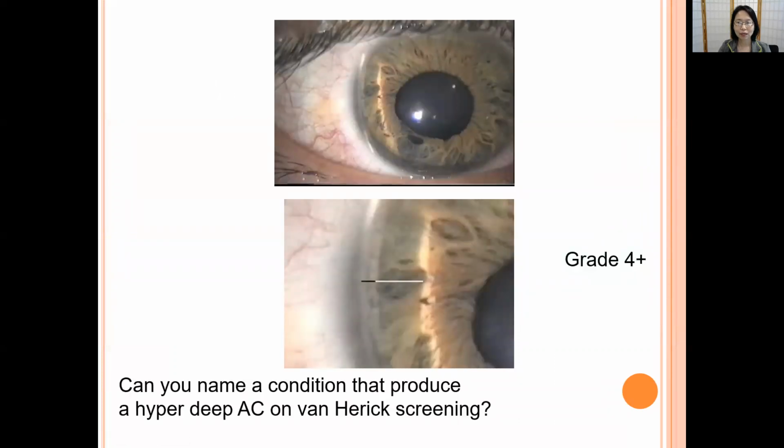And this is a patient who has more than grade 4 Van Herick, because you see how deeply recessed the iris is. Can you think of a condition that produced a hyper deep anterior chamber on Van Herick screening? Think for a moment to yourself. And this is angle recession, and you can also see some sphincter tear here in the iris. This is a patient who had trauma to the eye.